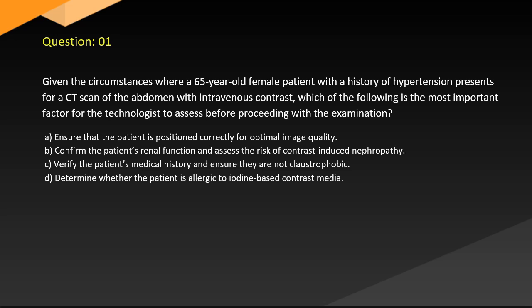Question 1. Given the circumstances where a 65-year-old female patient with a history of hypertension presents for a CT of the abdomen with intravenous contrast, which of the following is the most important factor for the technologist to assess before proceeding with the examination? A. Ensure that the patient is positioned correctly for optimal image quality. B. Confirm the patient's renal function and assess the risk of contrast-induced nephropathy.